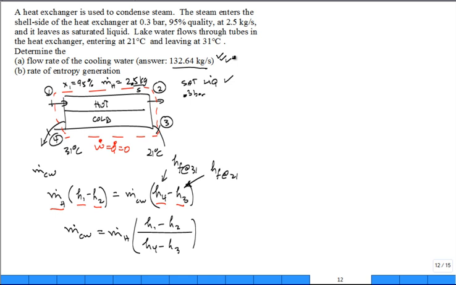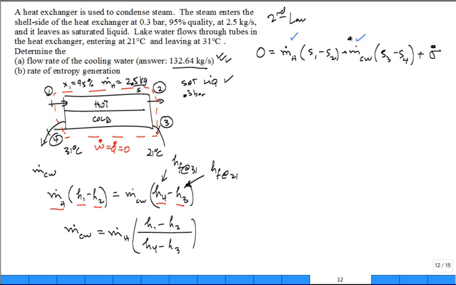Now, the rate of entropy generation, sigma dot. How do you calculate sigma dot? Second law for the same control volume. And so there's a couple of ways to write the second law. One way is to say, okay, steady state. I have the mass flow rate of the steam, and it comes in 1, goes out 2. The mass flow rate of the cooling water coming in 3, going out 4, plus sigma dot within this control volume. That's what we want to calculate, sigma dot. So the mass flow rates are known.